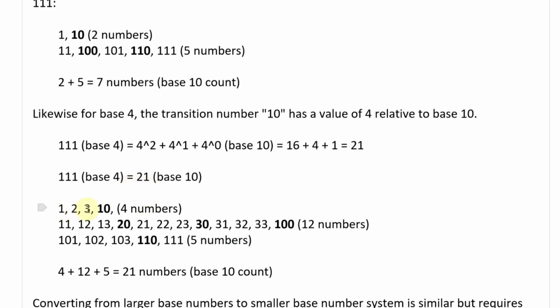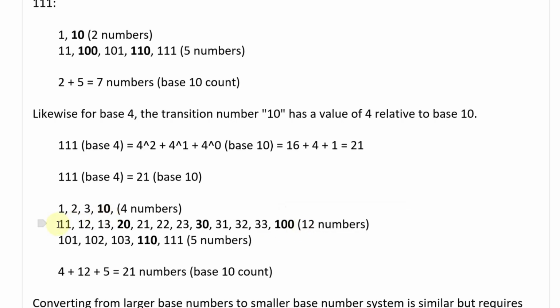So 1, 2, 3, and then 10, so that's 4 numbers. And then we go 11, 12, 13, then we go to 20, we have to jump there. So 21, 22, 23, the next one's going to be 30. Then we go 31, 32, 33, and then we add another 0, go to 100. These are 12 numbers.